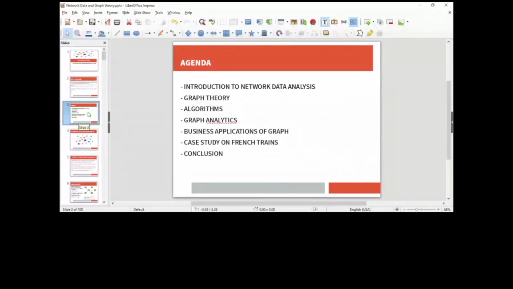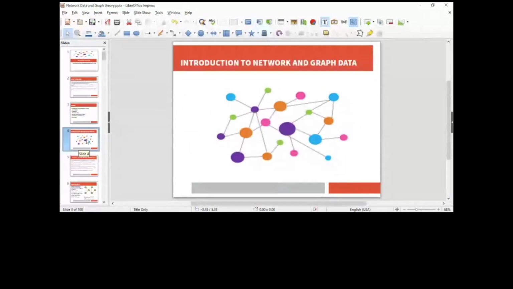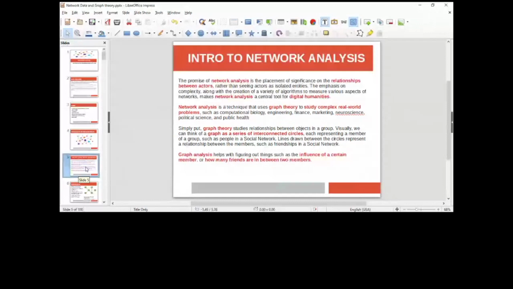Now, for us to talk about network data analysis, we are going to talk about things like graph theories, graph analytics, a study on French trains using R. Now, what is network and graph data? What is network data and what is graph data?